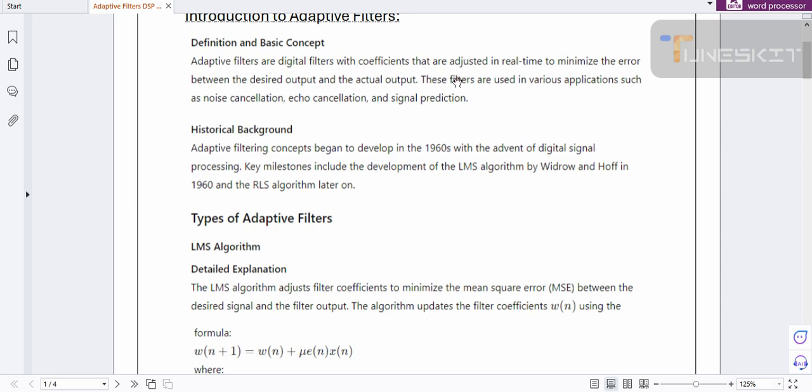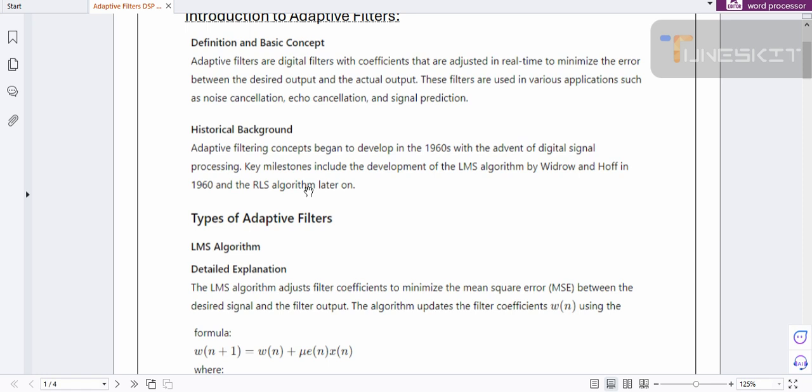So the historical background of adaptive filters: the concepts began to develop in the 1960s with the advent of digital signal processing. Key milestones include the development of the LMS algorithm by Widrow and Hoff in 1960 and the RLS algorithm later on, where LMS stands for least mean squares and RLS stands for recursive least squares algorithms.